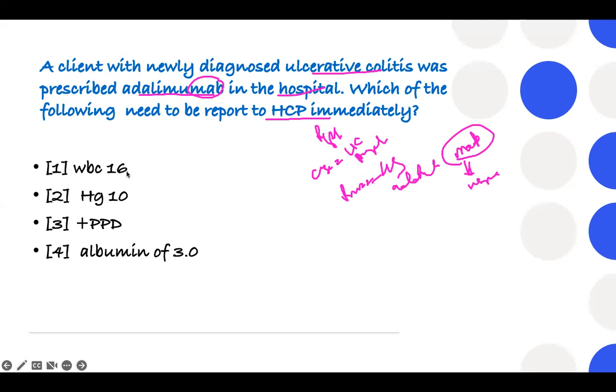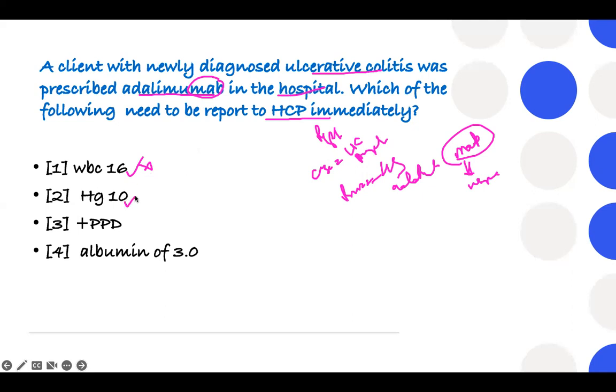So, a white count of 16. This is tricky. The patient has UC, right? And he came in with ulcerative colitis. This is consistent with having ulcerative colitis, because even though the white count is high, that is consistent. I don't need to worry too much about it. You have to be sharp.